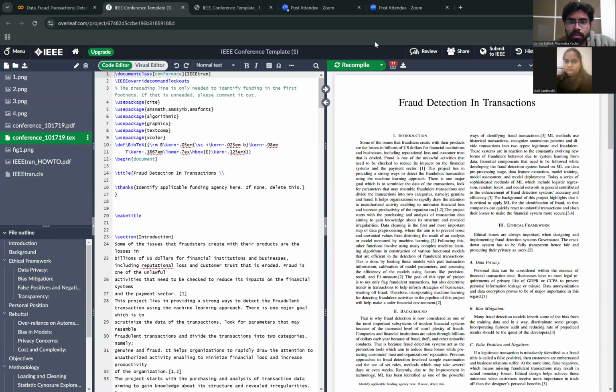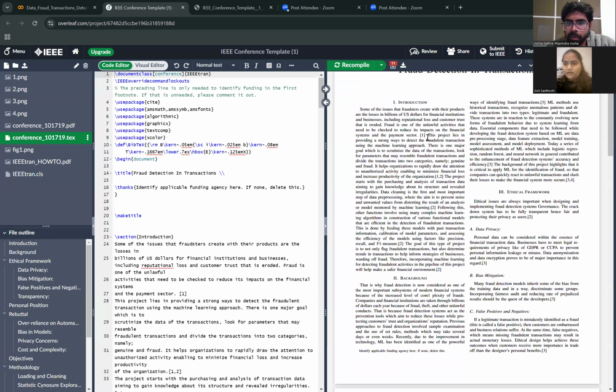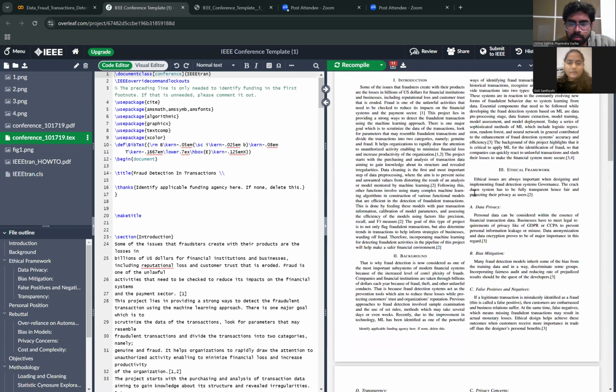Here is our conference paper on Overleaf. Our title is based on fraud detection in transactions. This is the IEEE paper we did through Overleaf.